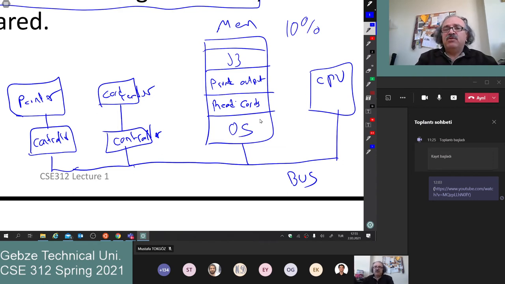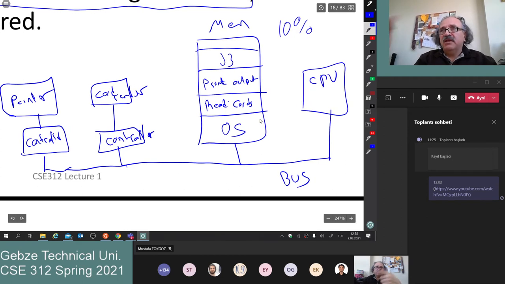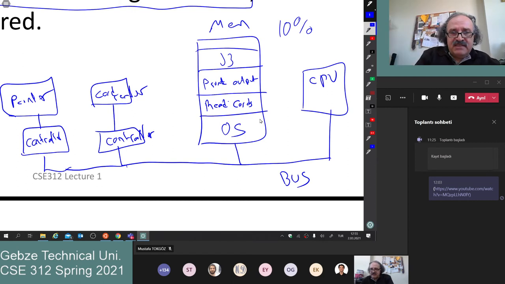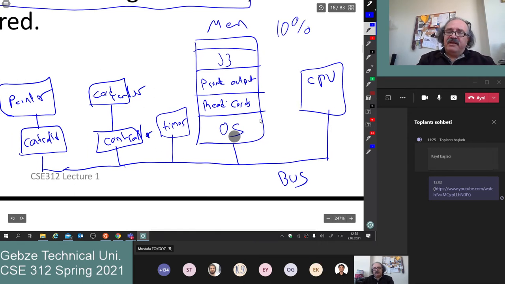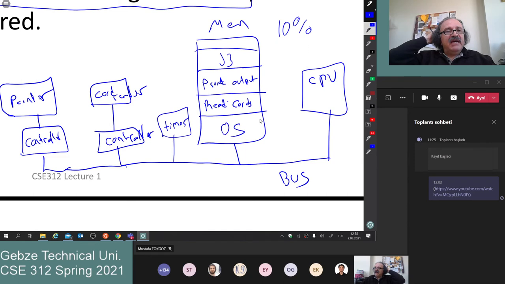Since J3 took the CPU and it is running it over and over and over again, their invention is this. There is a device called a timer. It is connected to the system. The timer produces interrupts from time to time. When the interrupt is produced, that interrupt has to be handled by the operating system. So it is a hardware thing.